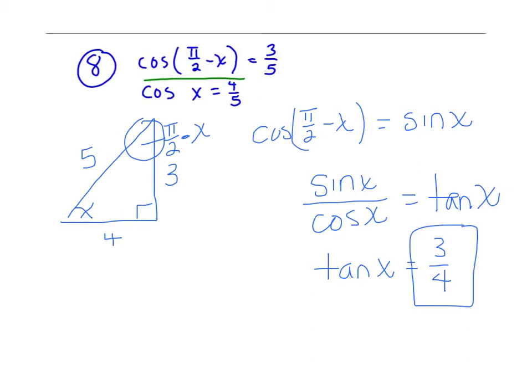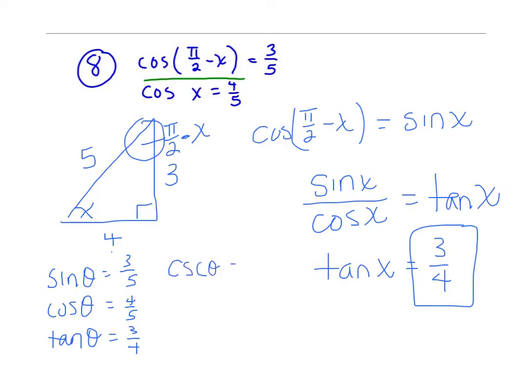So once again, if I want to do all 6, I already have sine, I already have cosine, and I already have tangent, right? Because I know the sine is 3/5, the cosine is 4/5, and so the tangent is going to be 3/4. So then cosecant is going to be 5 over 3, the secant is going to be 5 over 4, and the cotangent is going to be 4 over 3. Using all the identities that I already know.